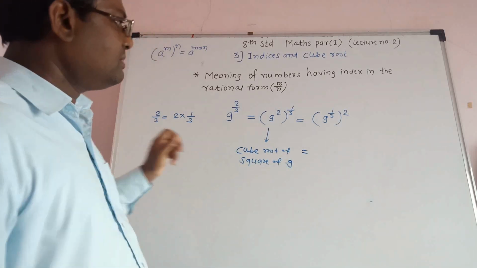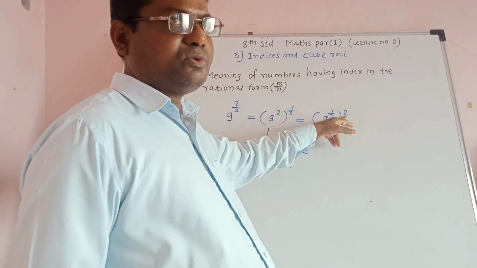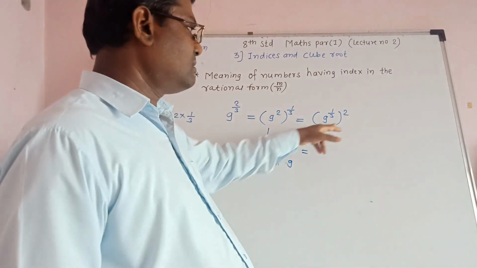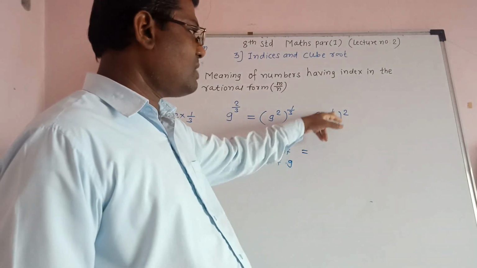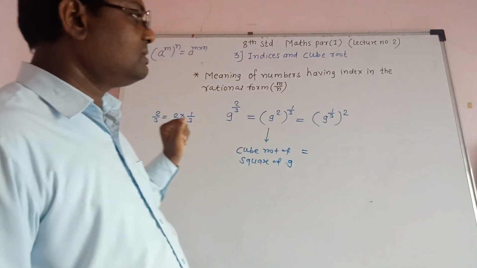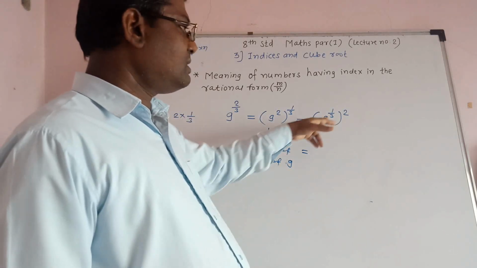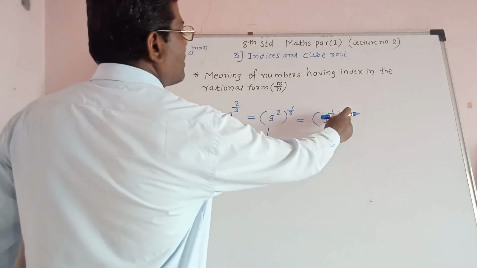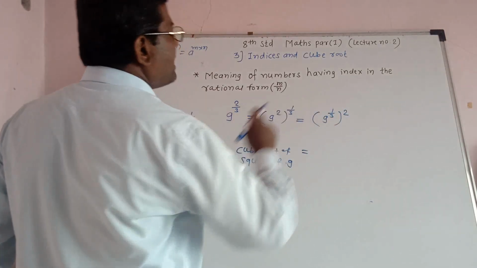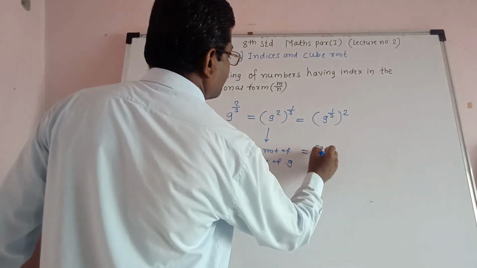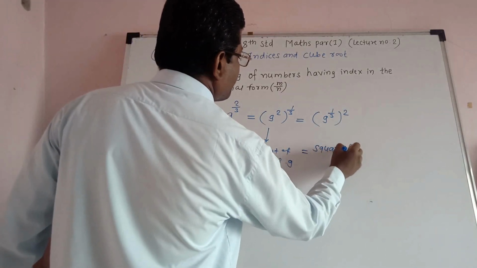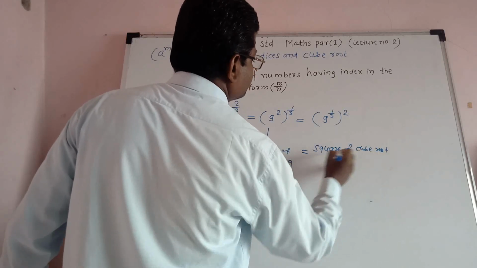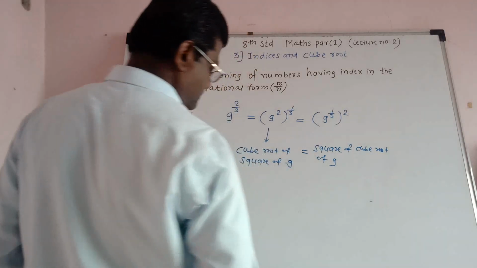And how to read this? Bracket raised to 2. Power 2 indicates square. Who's the square? Bracket square. What is in bracket? 9 raised to 1 upon 3. 1 upon 3 indicates cube root. So square of cube root of 9.